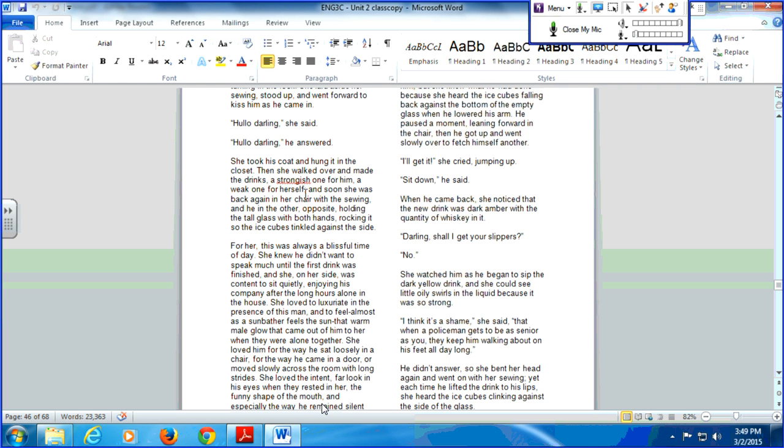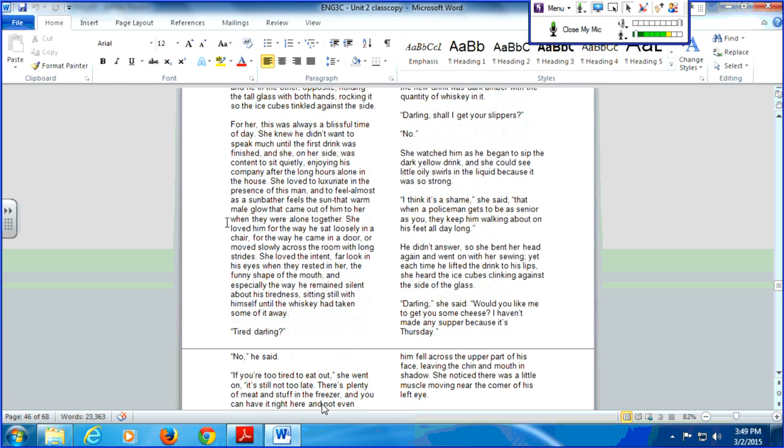As soon as she was back in her chair with the sewing, he in the other, opposite, holding the tall glass with both hands, rocking it from side to side so the ice cubes tinkled against it. For her, this was always a blissful time of the day. She knew he didn't want to speak much till the first drink was finished, and she on her side was content to sit quietly, enjoying his company after the long hours alone in the house. She loved to luxuriate in the presence of this man, and to feel almost as a sunbather feels the sun, that warm male glow that comes out of him to her when they are alone together.